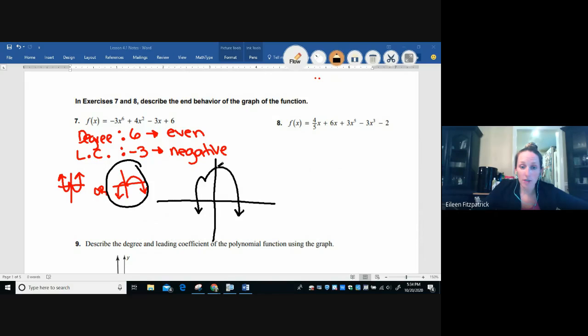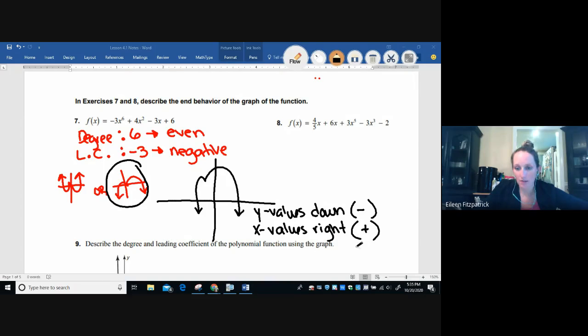So then you're going to say to yourself, the y values are going down, right? This graph is going down over here, and it's slightly moving to the right at the same time. So y values are moving down, and x values are moving to the right. When you move down on the y-axis, that means your y's are getting more negative. When you're moving to the right, that means your x's are getting more positive, okay?